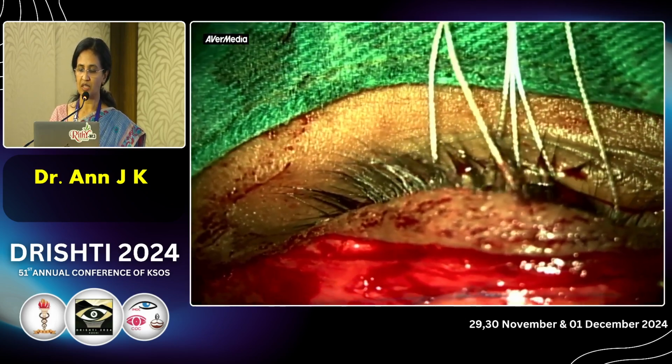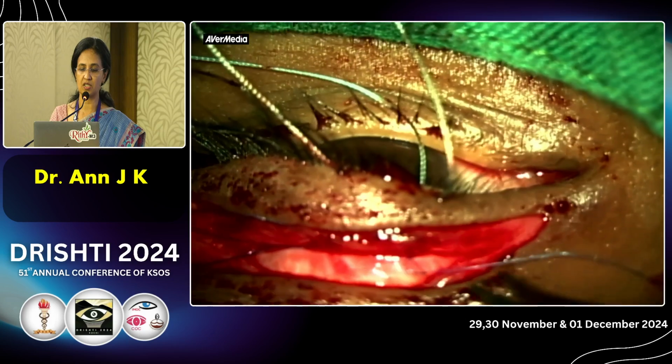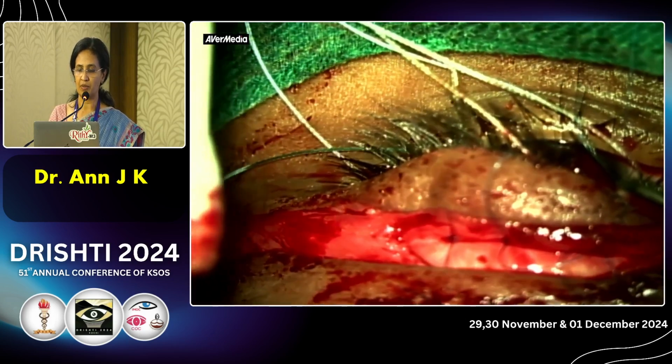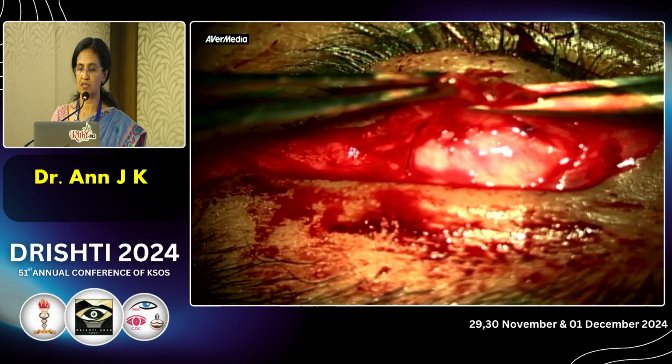And once you have done that, you can do a slip knot and check the correction. And if you are satisfied with the correction, you can make it permanent sutures. Then the excess levator is cut.